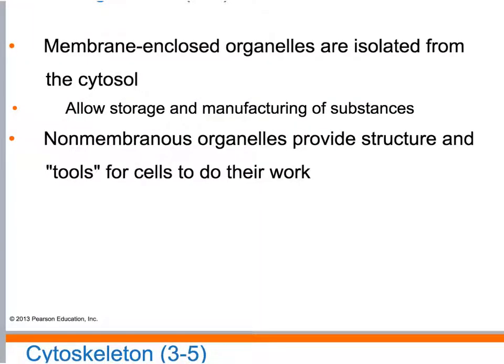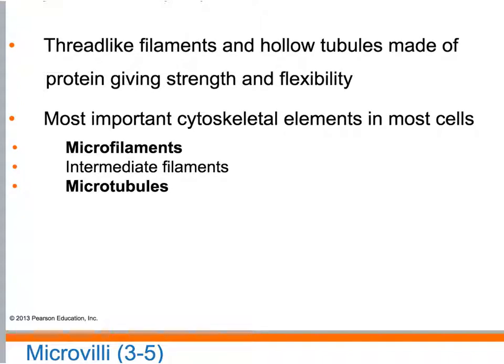Membranous organelles are membrane-enclosed organelles that are isolated from the cytosol. They allow storage and manufacturing of substances. Non-membranous organelles provide structure and tools for cells to do their work. The cytoskeleton is made up of thread-like filaments and hollow tubules made of protein, giving strength and flexibility. The most important cytoskeletal elements are the microfilaments, the intermediate filaments, and the microtubules.